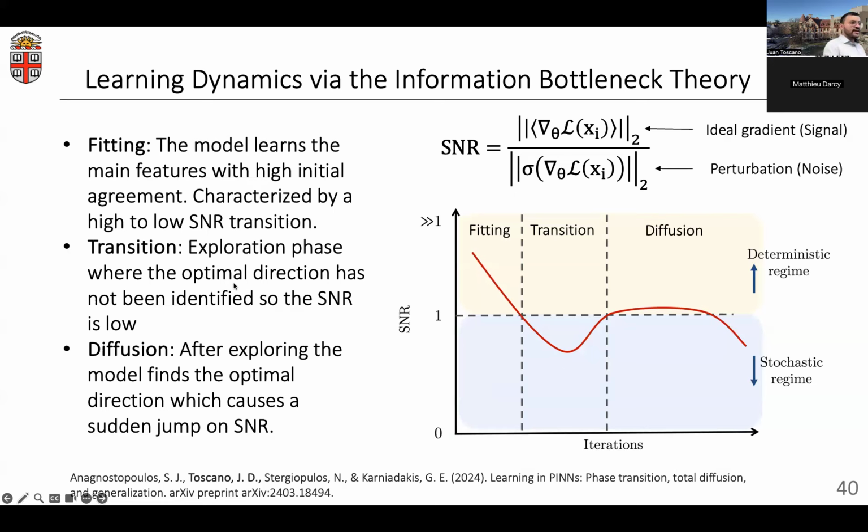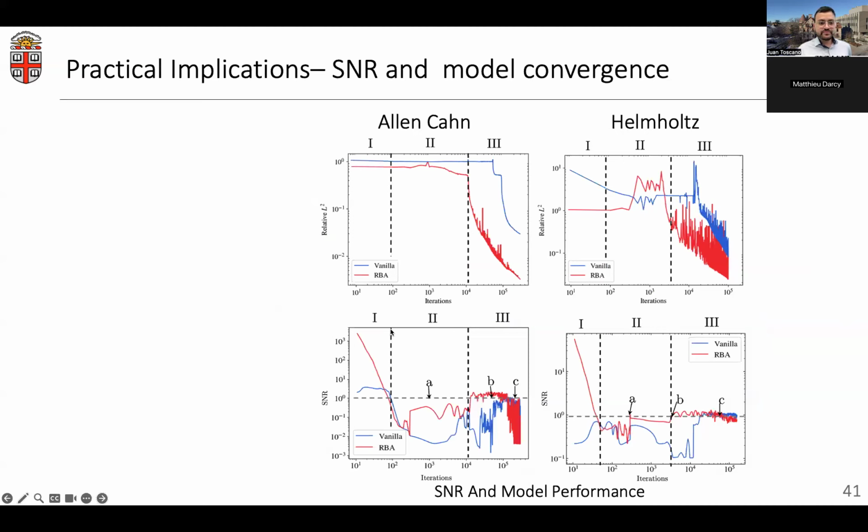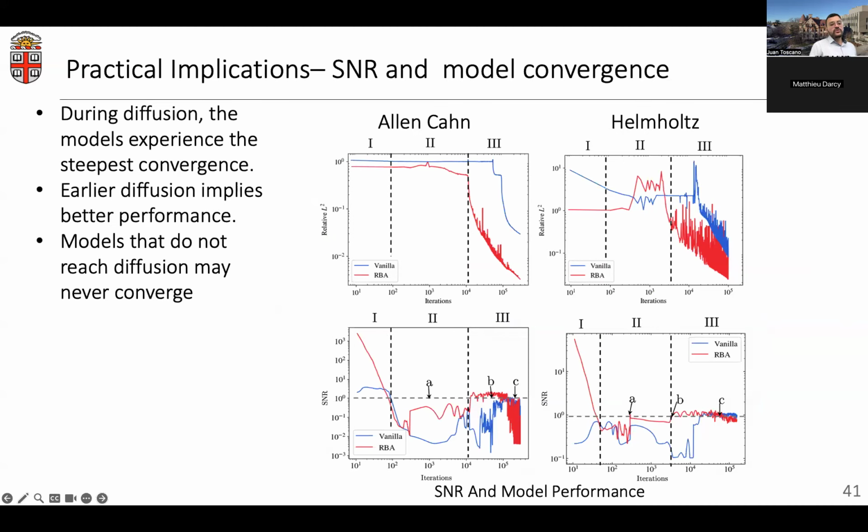Then once the directions of all these subdomains get into an agreement, you go to this diffusion stage, where your SNR increases, which means the common direction is clear. And then is mainly when the relative error decreases. What are the practical implications of this? One of them is that you can make a clear link between the SNR and convergence. That means that when you are in the diffusion stage, the third stage, is when you have the main convergence of your models.